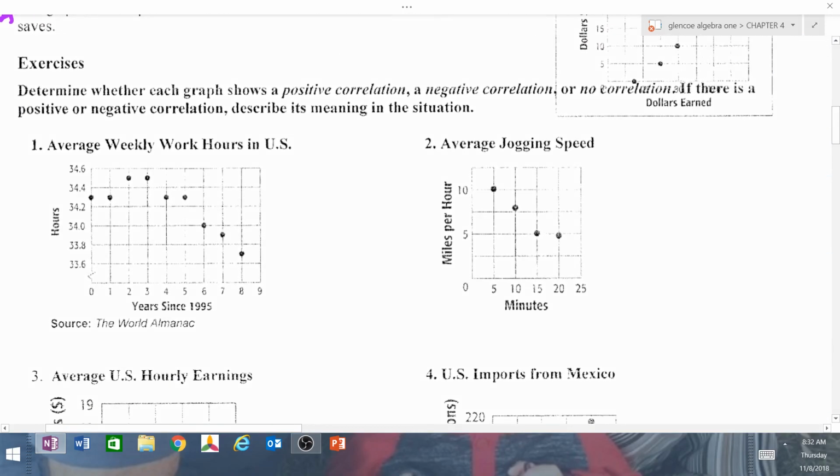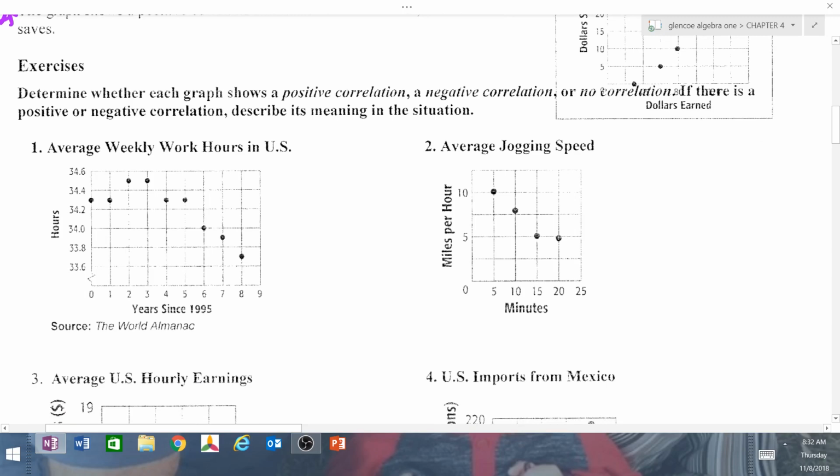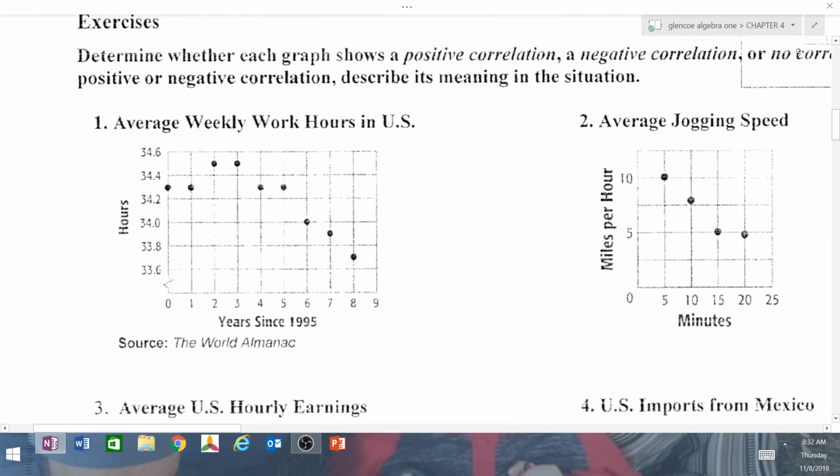Determine whether each graph shows a positive correlation, negative correlation, or no correlation. If there is a positive or negative correlation, describe what's happening. Okay, average weekly work hours in the U.S. Okay, so these are the years since 1995, and these are the number of hours that people worked.